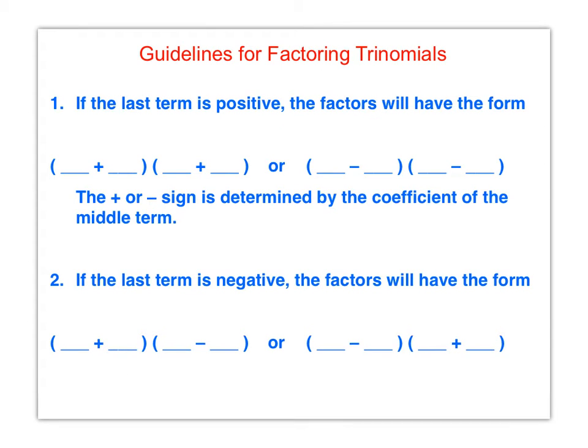Now, if the last term is positive, the last term being c, if c is greater than 0, then the factors will be in the form of x plus something, x plus something, because a positive times a positive is a positive. Also, a negative times a negative is a positive. So those are the two possibilities if that last term is positive. If the last term is negative, then the signs are going to be the opposite, because a positive times a negative is a negative, and a negative times a positive is a negative.